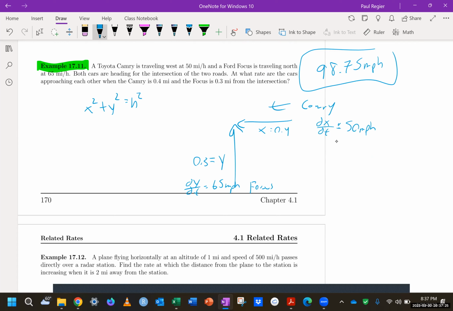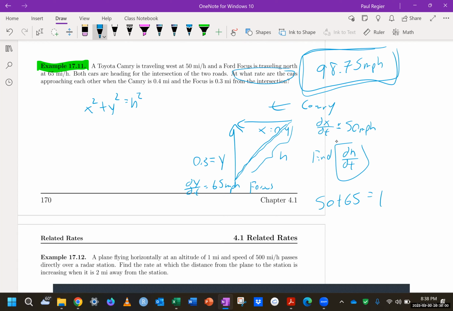We're looking at what rate they are approaching each other. What's the change of this distance here? This is h. We want to find dh dt. Here we can use this equation with implicit differentiation, plugging in the values. We got 98.75, which is a reasonable number. Since they're not going straight towards each other, it's not quite the sum of those, 50 plus 65, which would be 115 miles per hour. If they're going straight toward each other, that's the rate of change of the velocities, so it's something less than that. Just to put that in context, I think that's correct.